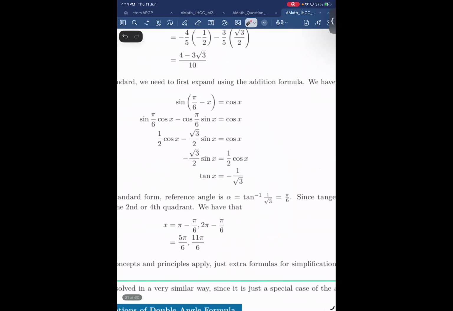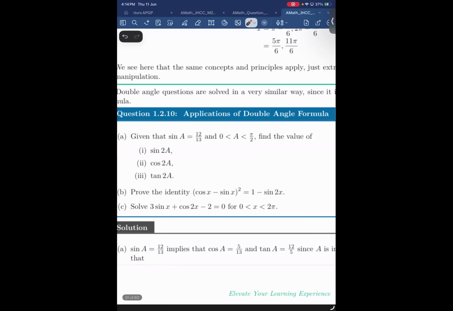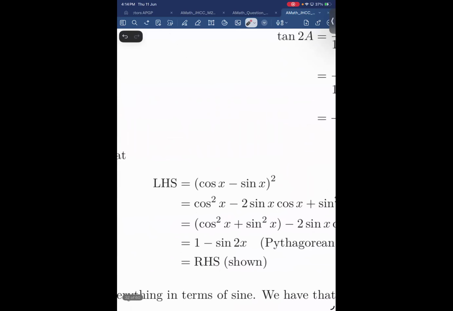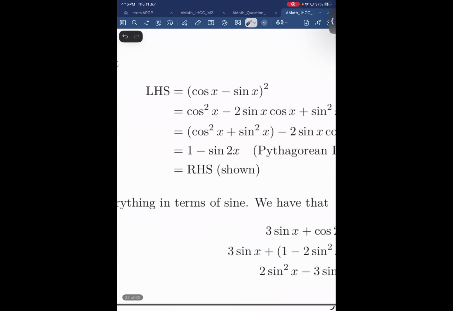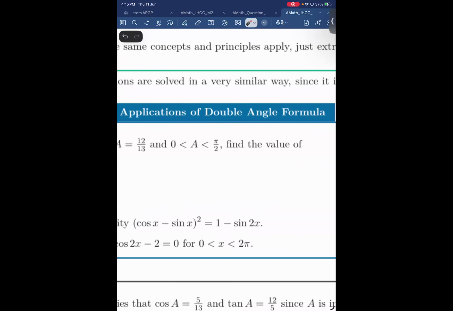Then for part B, prove an identity that has a double angle term inside. For this one I start on the left hand side, then you expand it. Notice that 2 sine x cosine x is actually sine of 2x, and cosine squared x plus sine squared x equals 1. Then done.